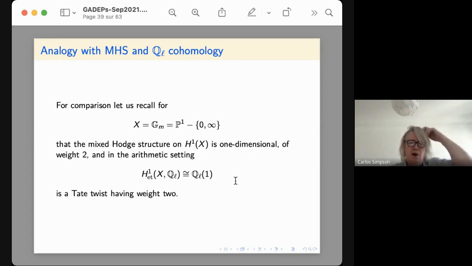So let's compare again with the mixed Hodge structure and arithmetic setting. Remember, if we take P1 minus 2 points, it has a one-dimensional mixed Hodge structure, which has weight 2. And the corresponding thing in the arithmetic setting is that the cohomology of that space is what you call QL of 1, right? It's a Tate twist. That Tate twist has weight 2, right? The Frobenius acts by eigenvalue Q. Since weight 1 is Q to the 1/2, Q is weight 2.